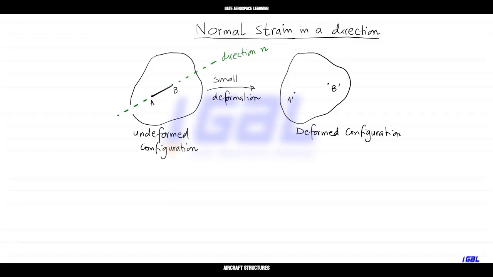Then since it is small deformation, we know that a straight line in the undeformed state remains a straight line in the deformed configuration, right? So this is the fiber length AB in the undeformed configuration, and the length of the same fiber becomes A prime B prime in the deformed configuration.